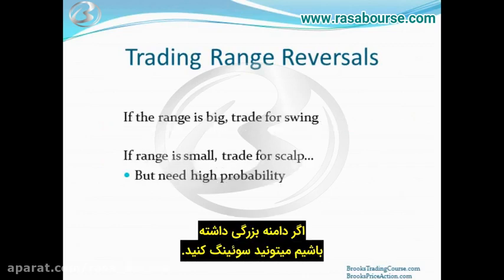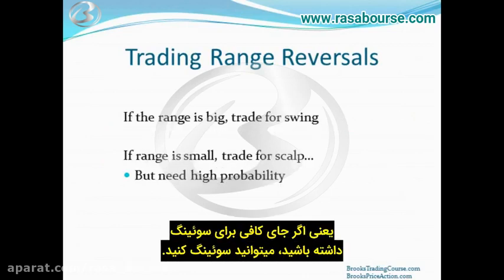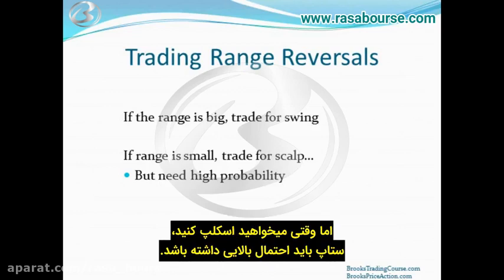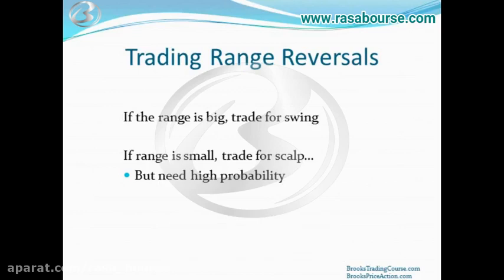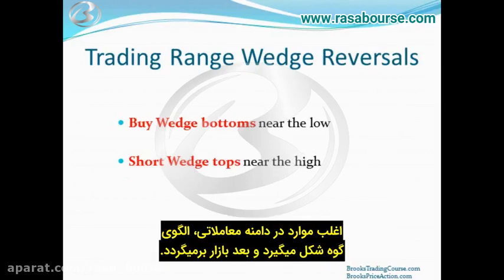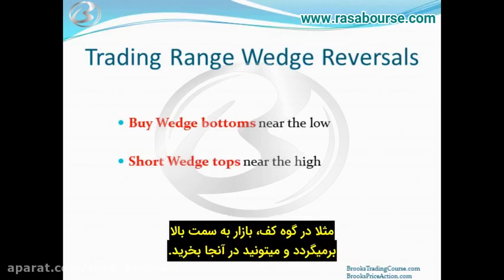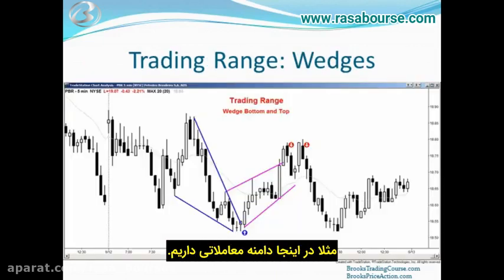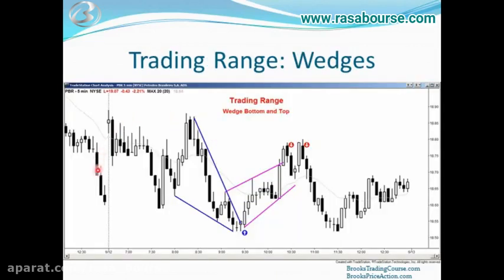If the range is big, trade for a swing. If there's enough room for a swing, go for a swing. If the range is small, trade for a scalp. But when you're trading for a scalp, you need a high probability setup. Trading ranges very often have wedge reversals. You can get a wedge reversal near the low, and you can buy that, and you can sell a wedge reversal near the top. For example, clearly a trading range, okay?